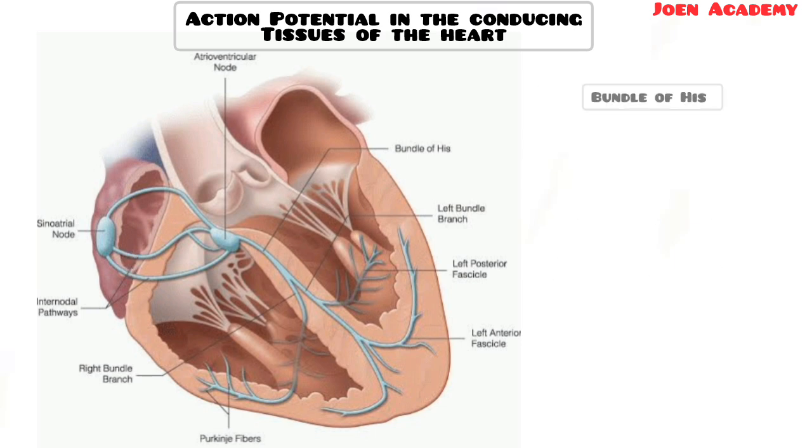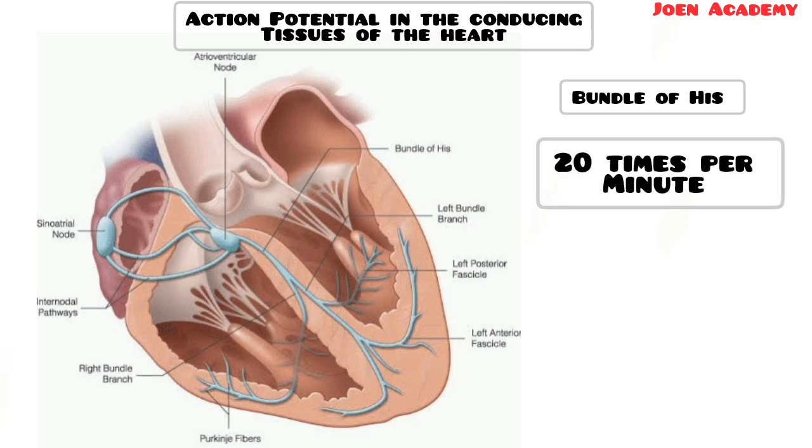Let us have a look at another special conducting tissue of the heart, known as the bundle of His. The bundle of His originates from the atrioventricular node and divides into the right and left branches at the top of the interventricular septum, which runs under the endocardium on either side, and then terminates as the Purkinje fibers that penetrate the endocardium of the corresponding ventricular muscles. The left bundle branch is further split into an anterior and a posterior fasciculus. The inherent rhythm of the bundle of His is 20 times per minute.